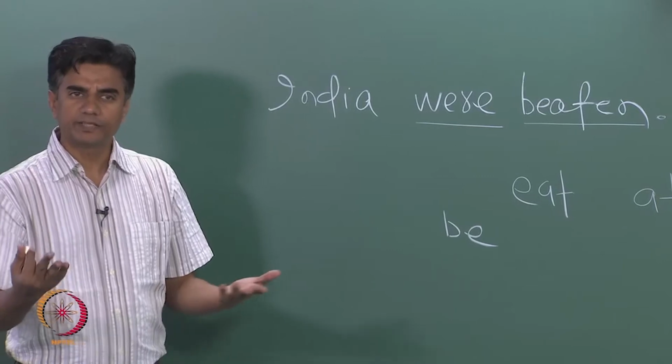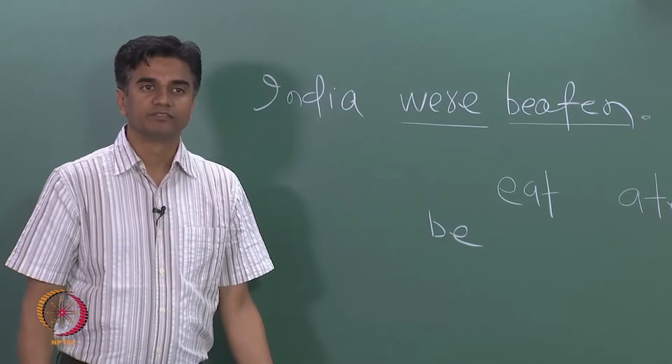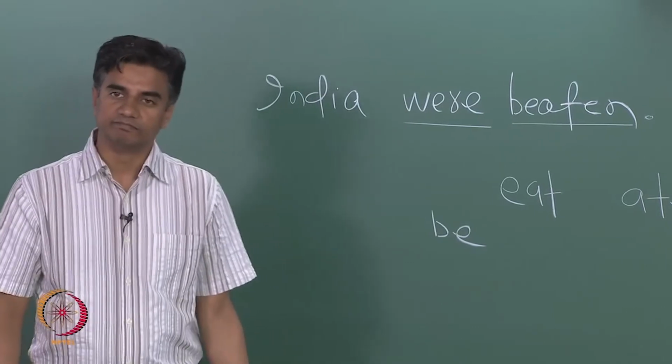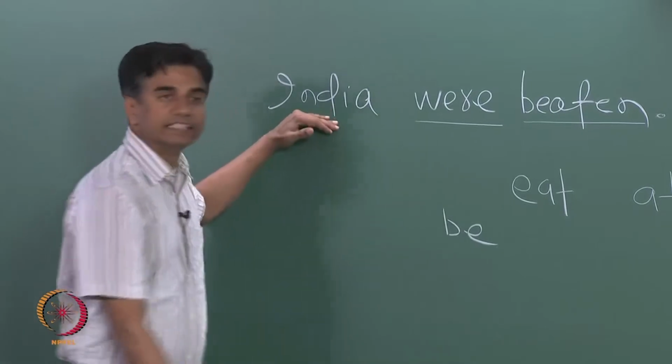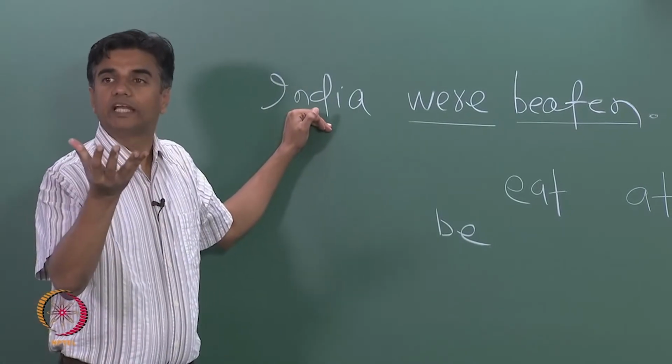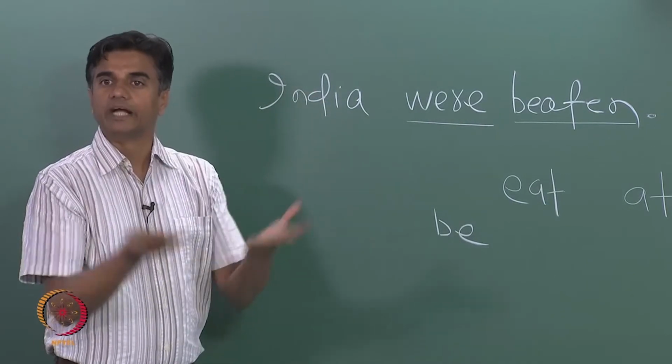I think that should be pretty simple for you to understand. Why do we say India were beaten? Why don't we say India was beaten? Absolutely correct. With this, we mean a plural entity. Okay, that is the whole bunch.